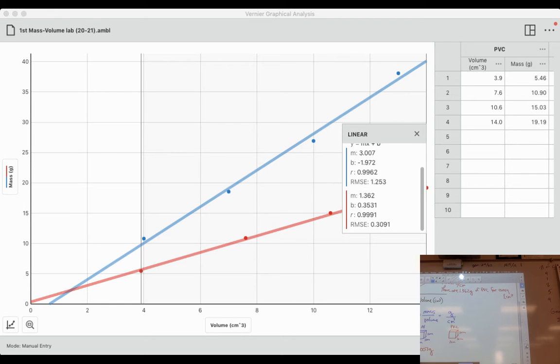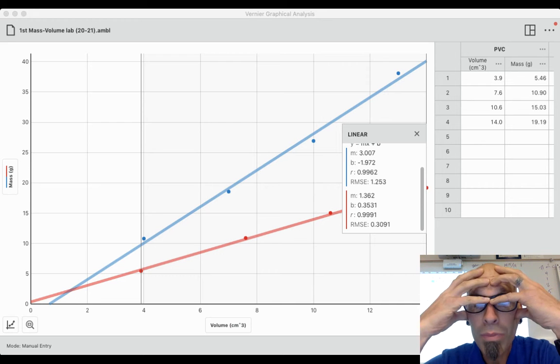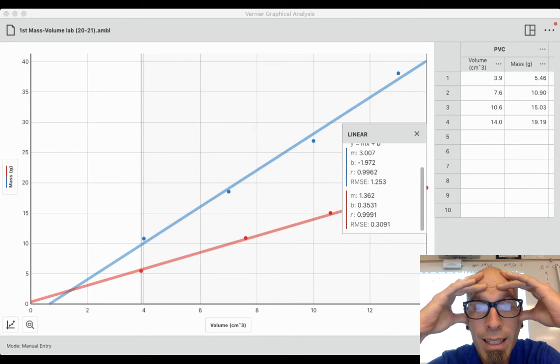0.007 grams is what that mass is. And this one is 1.362 grams that this chunk is. Same size pieces, they don't have the same mass. Now, what does that mean? What is that telling us about those chunks?